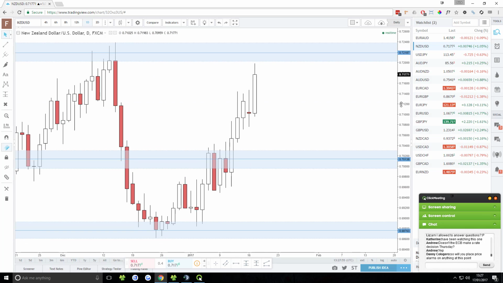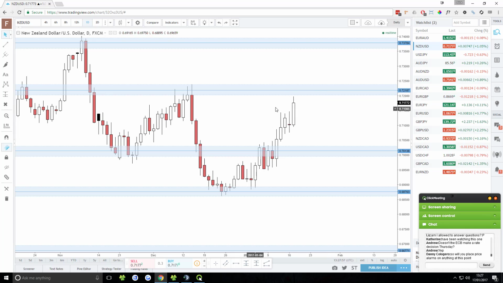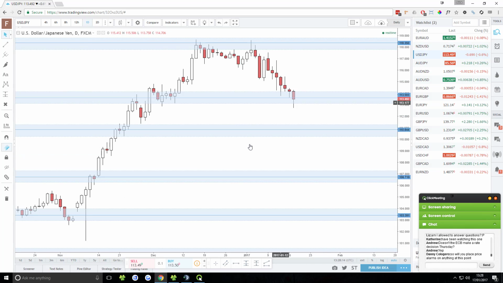See what happens, but don't get your heart set on actually taking a trade here, because it might just be that price goes straight through and then there's nothing, no setup there. So just keep a close eye on it. USD JPY, probably not going to happen, but it's worth keeping an eye on.